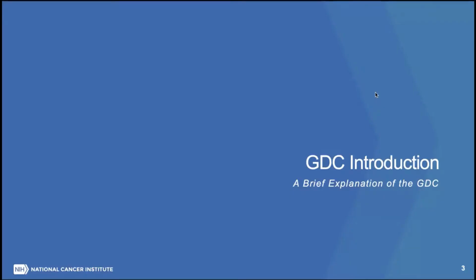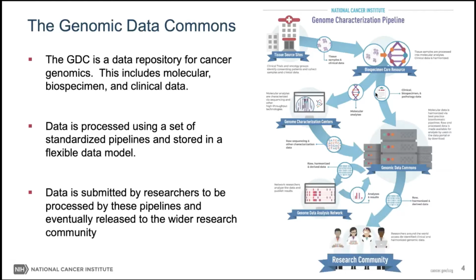So, as usual, we'll give a short introduction to what the GDC is. In short, it's a data repository for cancer genomics. In addition to the molecular data that many of you might be familiar with and download from the GDC, the GDC also offers biospecimen and clinical data associated with that molecular data. All of this data is processed using a set of standardized pipelines and is stored in a flexible data model to make sure that data is retrievable and robust so that it can be processed by researchers.